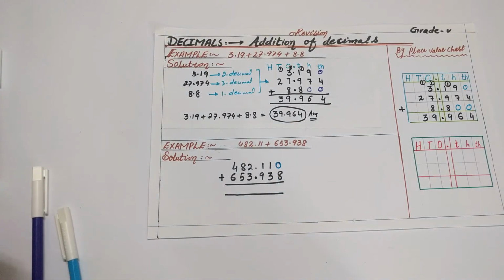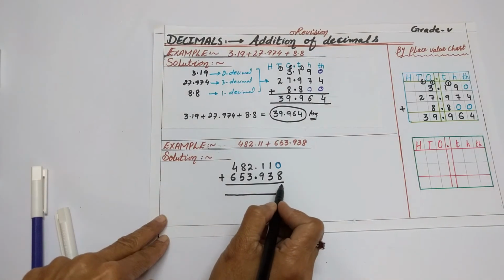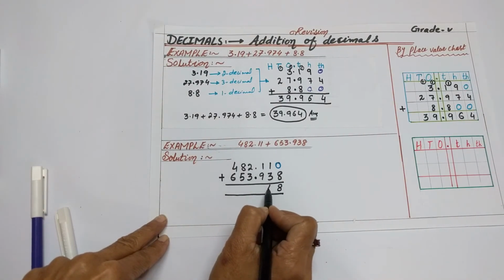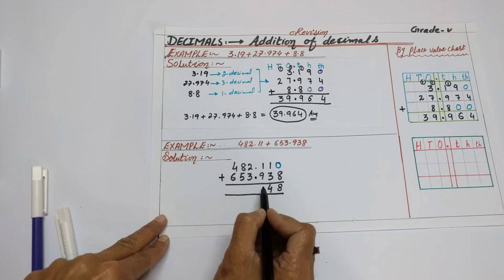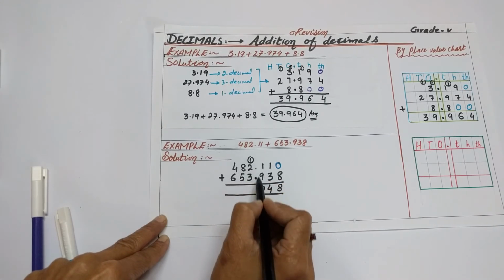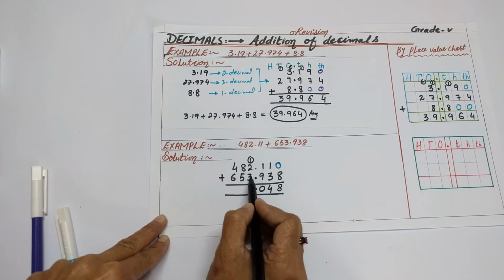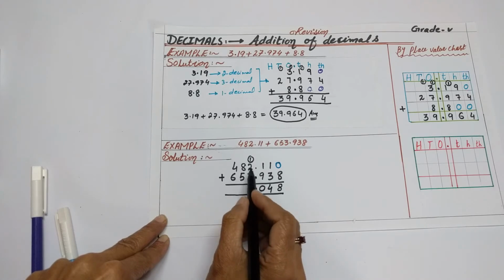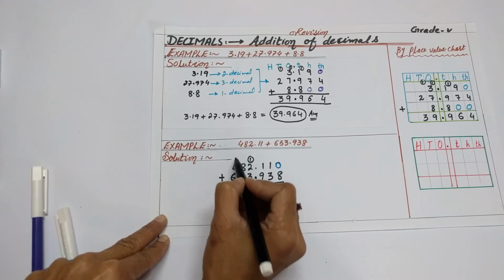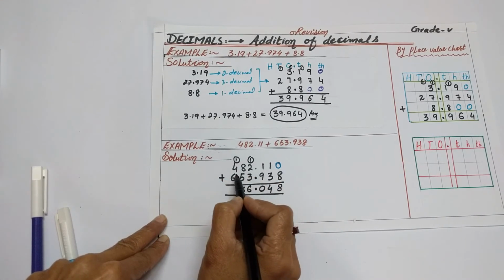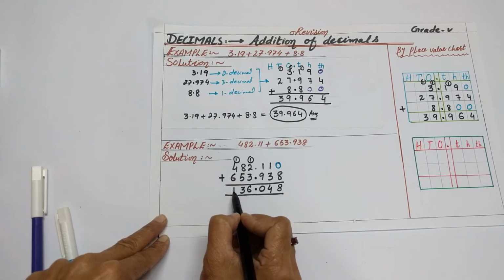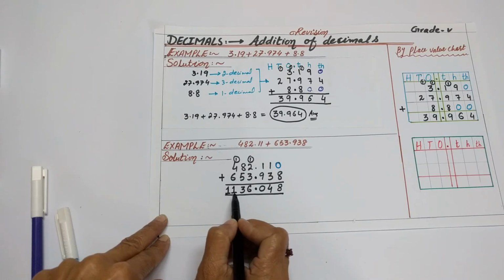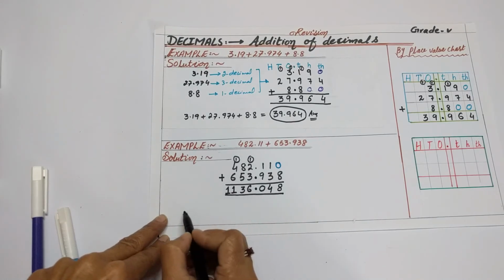Let's start the addition. 8 plus 0 is 8, 3 plus 1 is 4, 9 plus 1 is 10, 0 will be over here and 1 will be carried. Decimal should be under the decimal. 3 plus 2 is 5, 5 plus 1 is 6, 8 plus 5 is 13, 3 and 1 carry. 6 plus 4 is 10, 10 plus 1 is 11. So our answer is 1136.048.